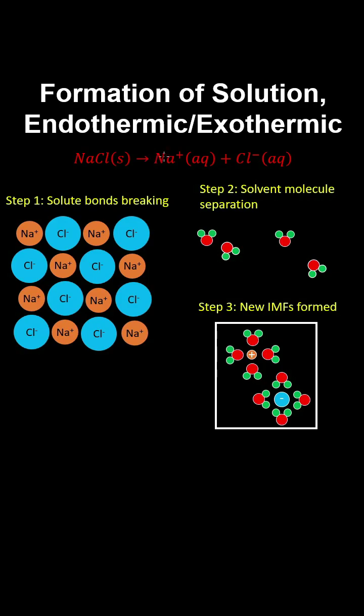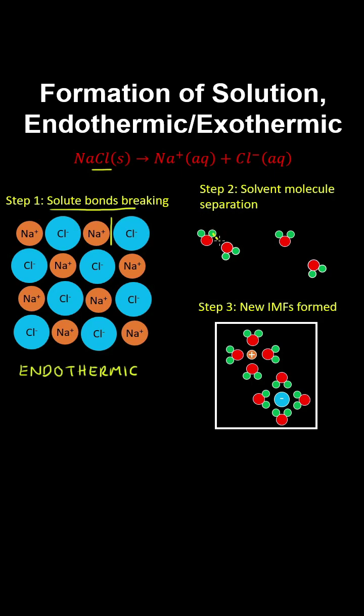The formation of a solution may be an endothermic or exothermic process depending on the relative strengths of the intermolecular or interparticle interactions. So for example, when salt dissolves in water, step 1 involves the breaking of the ionic bonds in the solute. So energy must be input into the system and equal to the lattice energy to break those bonds. And given energy is input into the system, this step is endothermic.